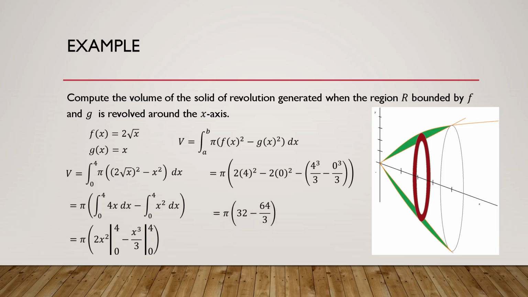When we simplify, we get pi times a quantity of 32 minus 64 over 3, or 32 pi over 3, which would equal approximately 33.51 cubic units of volume.